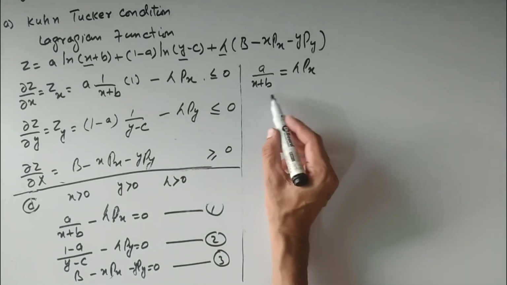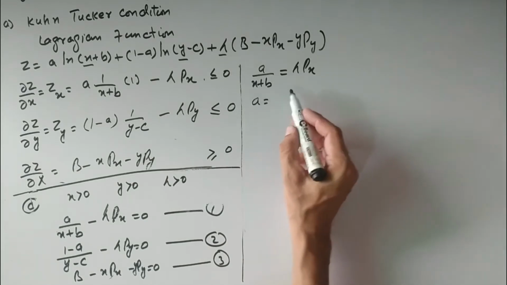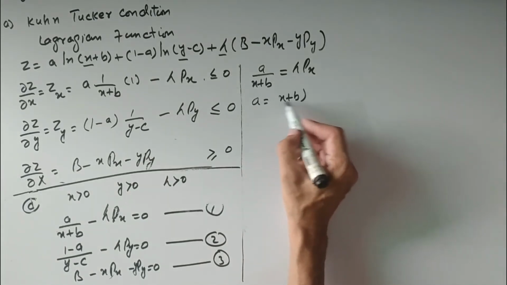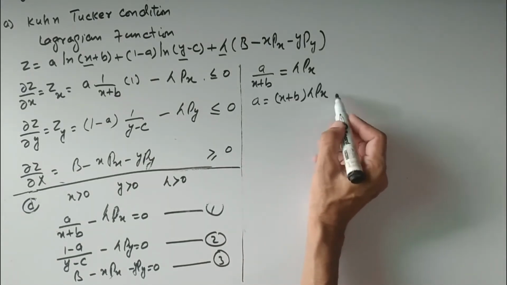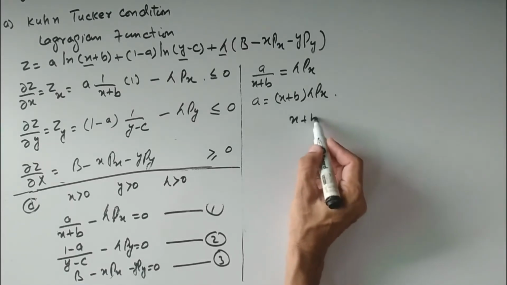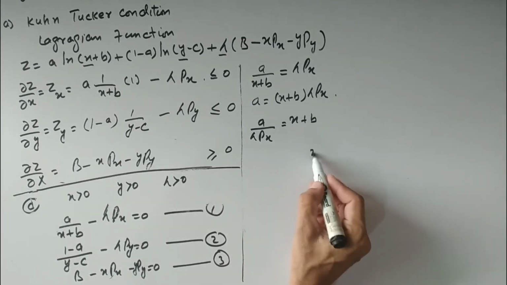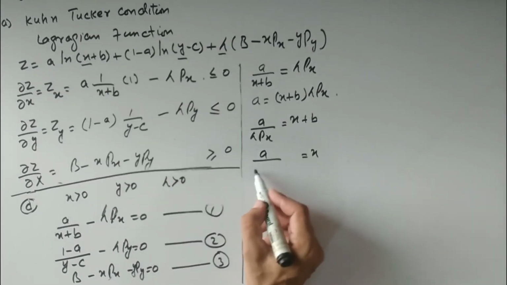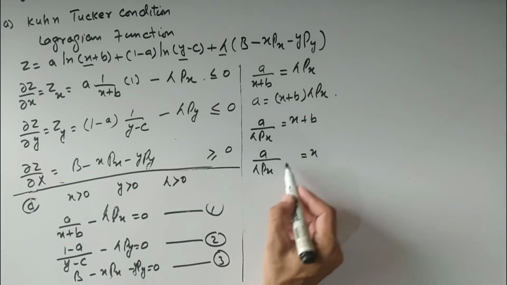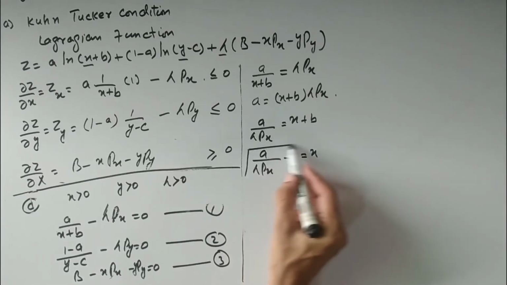So I can write that a equals x plus b into lambda p of x. So x plus b becomes a upon lambda p of x, and x will be a upon lambda p of x minus b. This will be the value of x.